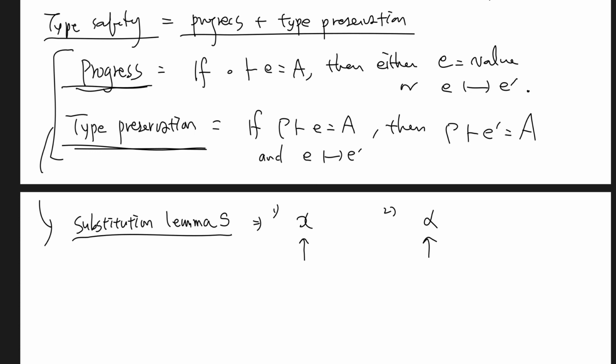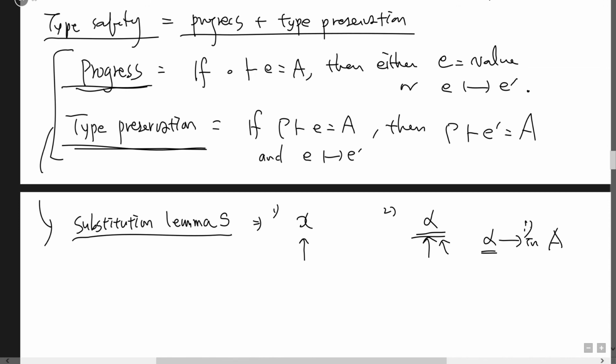And it turns out that for this type variable alpha, we actually need two substitution lemmas, because alpha can appear inside an expression, actually a type. That's the first case. Type variable alpha may appear in type A. In order to deal with this case, we need the first substitution lemma for this type variable alpha. And the second case is that type variable alpha may appear in expression E.